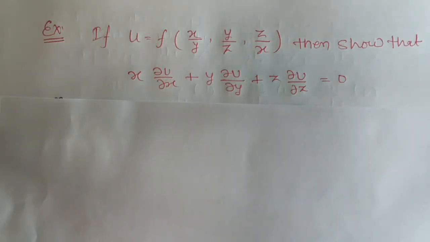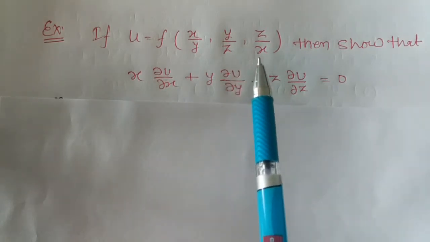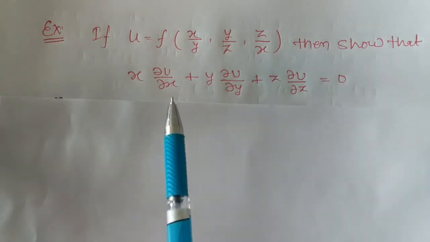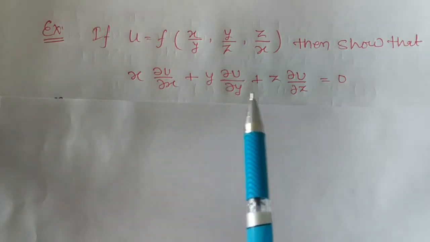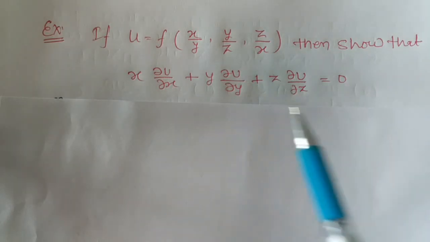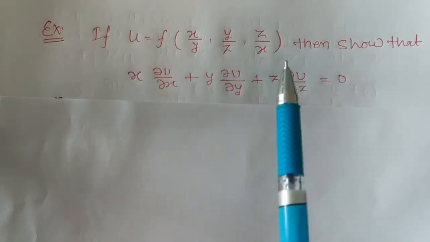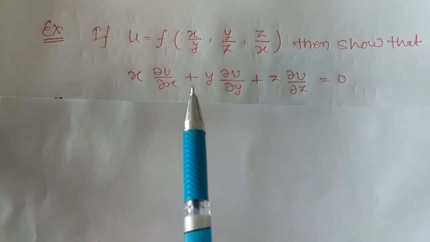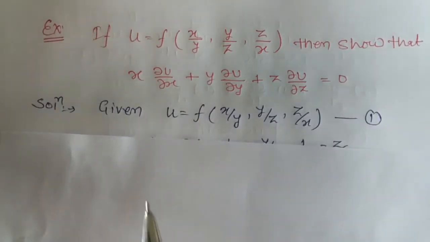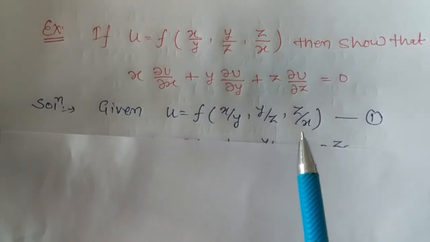Next example is: if u is a function of x by y, comma, y by z, comma, z by x, then show that x del u by del x plus y del u by del y plus z del u by del z equal to 0. So here again u is not directly a function of x, y, z. It is an implicit function. Given u is a function of x by y, y by z, z by x.